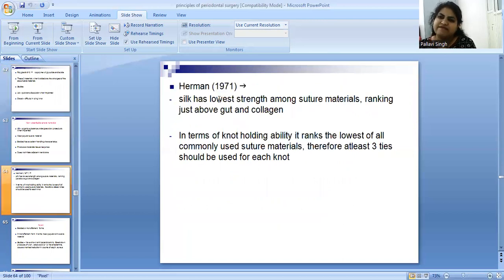You can see the silk material undergoes proteolysis when it is implanted, and it is the most important suture material because of its handling characteristics. In 1971, Herman found that silk has the lowest strength among all the suture materials, ranking just above gut and collagen. In terms of knot holding properties, it ranks the lowest of all the commonly used suture materials. Therefore, 3 ties should be used for each knot. So what is the purpose of giving 3 knots in silk? Because in terms of knot holding ability, it is the lowest in strength among the suture materials.